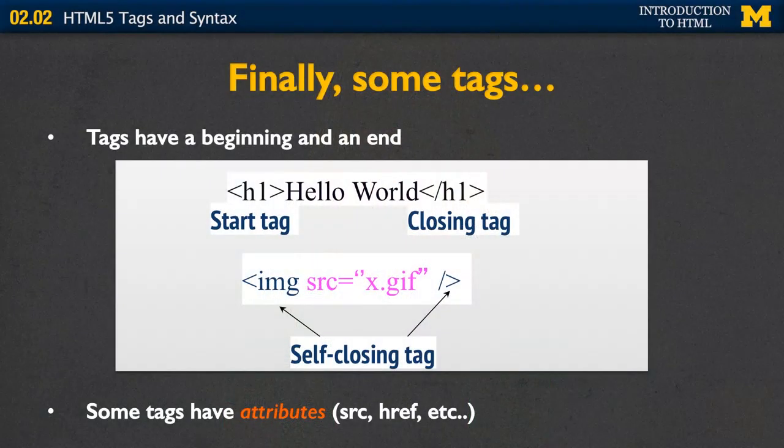Also, some tags have what we call attributes. So the source, which is where the picture is located, and href, which is where the new page you want to go to is. So when we talk about the tags, for some of them, I'll also be talking about the attributes. Before we begin, I want to talk to you about one of the most important attributes of an element, and that's its display.